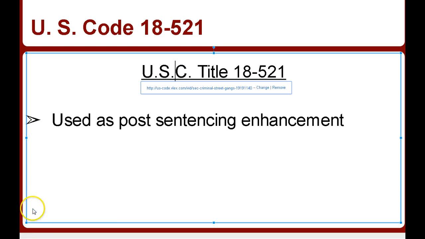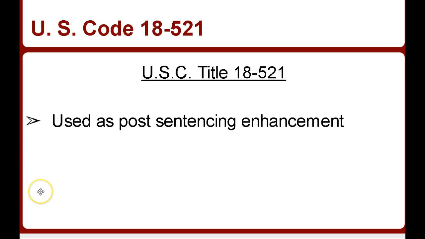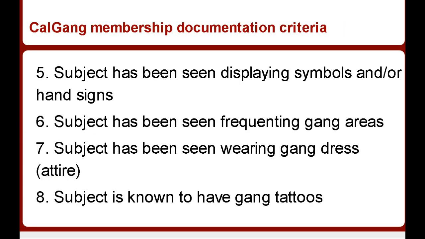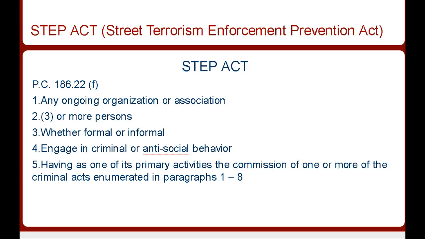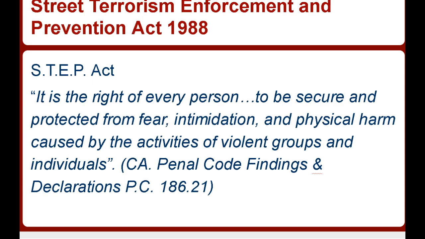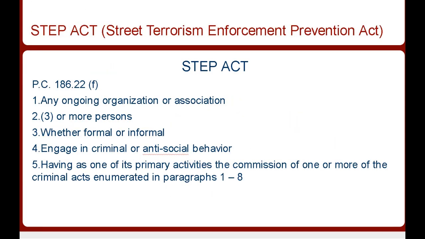Now, as part of the STEP Act, you had the formation and the passage of an amendment to the California Penal Code for Section 186.22, subsection F. This is basically an enhancing section for people that have been arrested and convicted of some type of violent crime or crime, and there's a nexus between the suspect and the fact that they are a gang member.